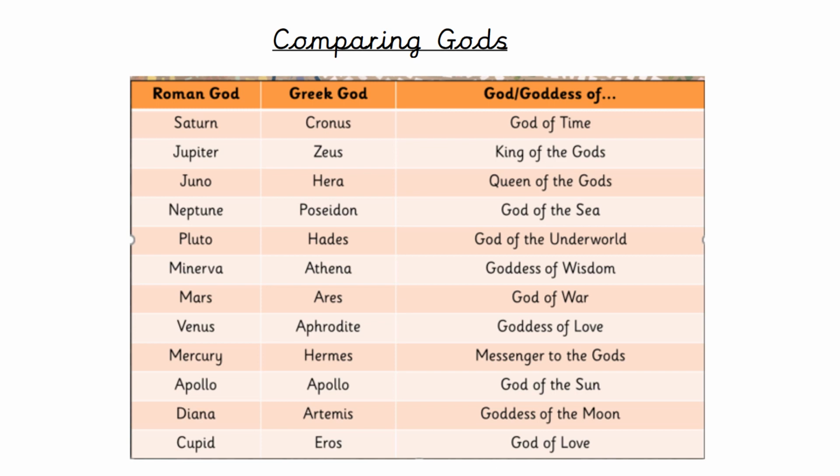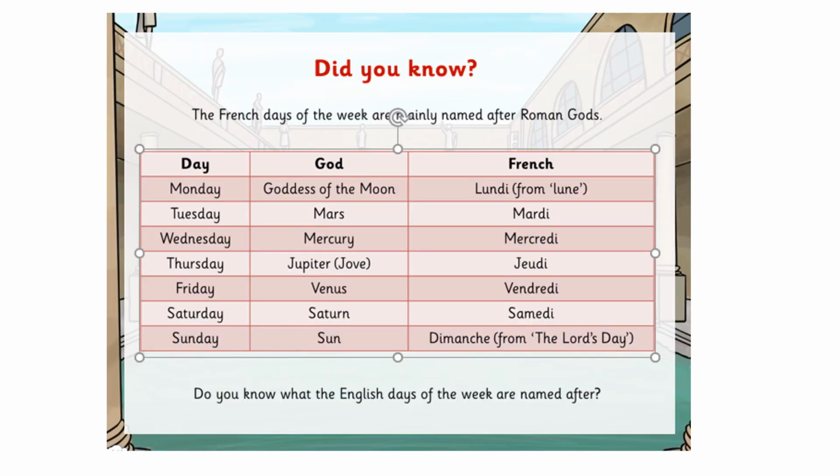So yeah, we see a bit of comparison. Well done if you used your pearl power. Have a look at the table and see if you can spot any other similarities and differences. Did you know the French days of the week are mainly named after Roman gods? So the day Monday is named after the goddess of the moon, which is Lundi or Lune. And just have a look at the rest of the chart. And if you know French, these will show the comparison between the god name and the French name of the day of the week.